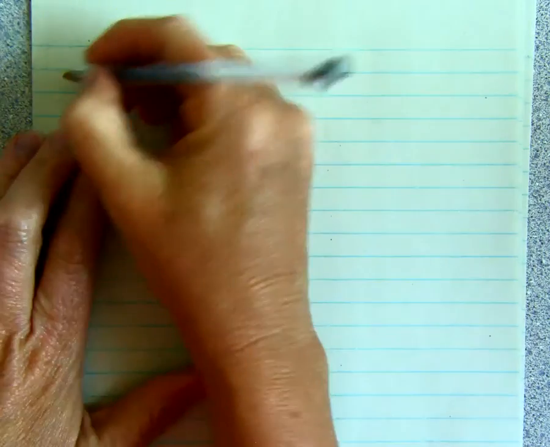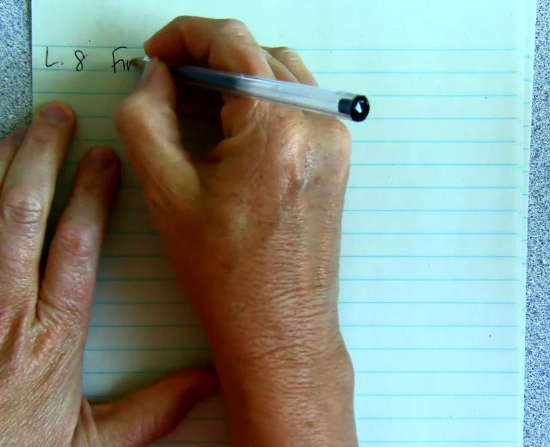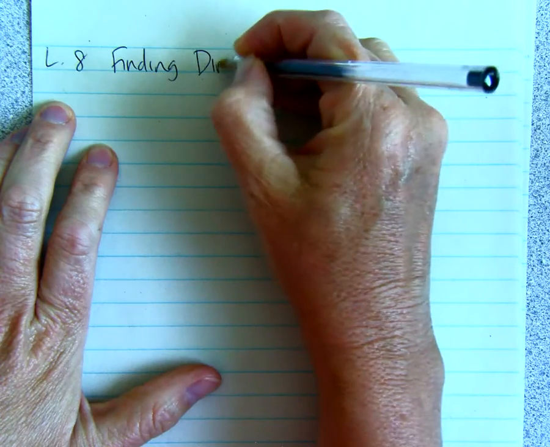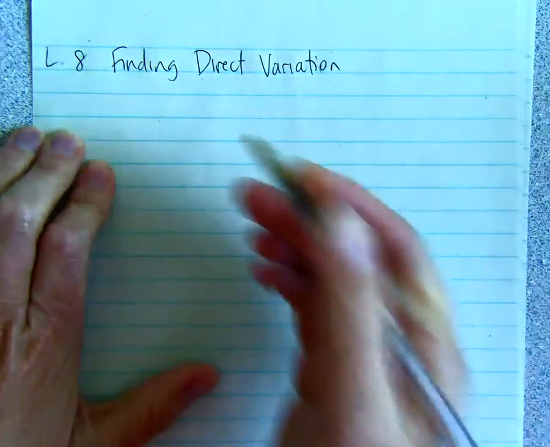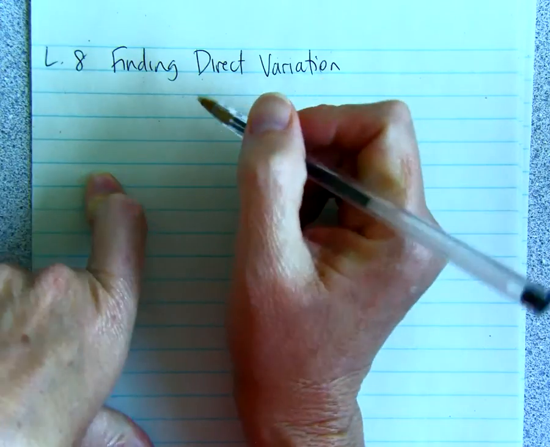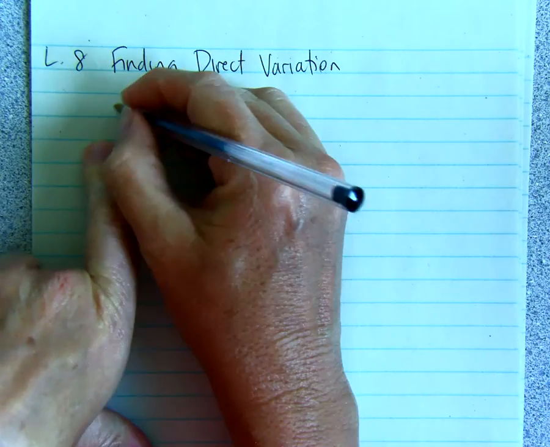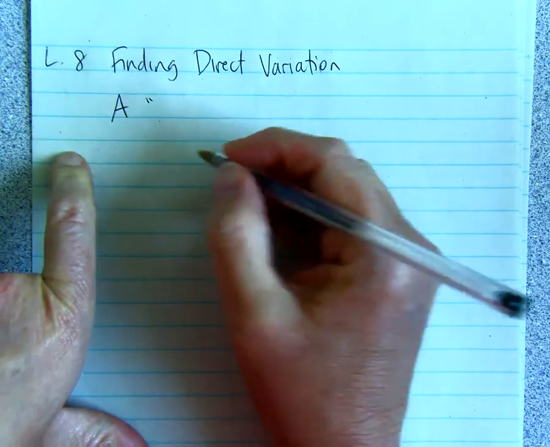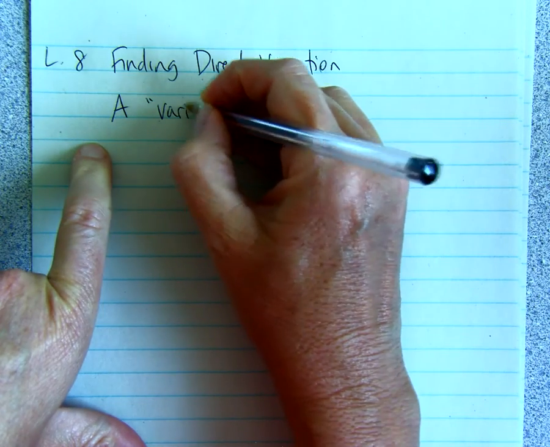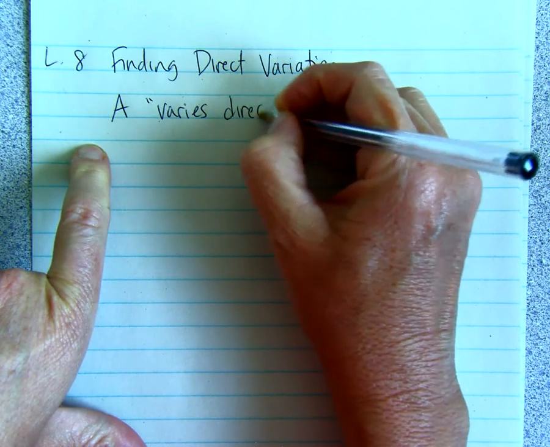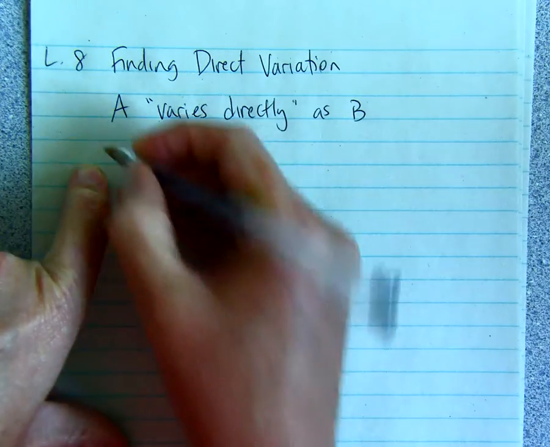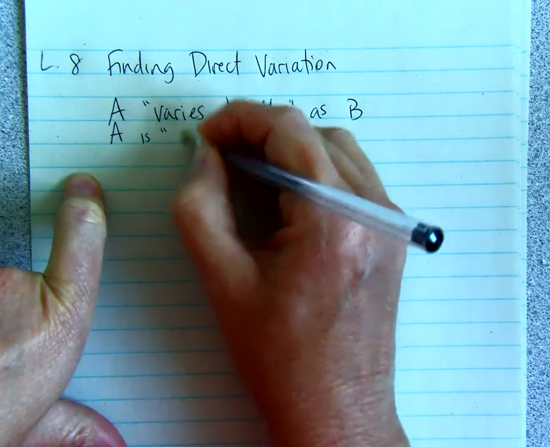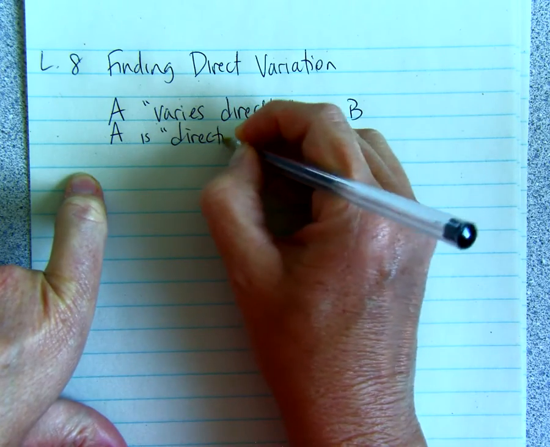Lesson 8 is finding direct variation. There's a couple of ways that we say direct variation. If we say A varies directly as B, or we can say A is directly proportional to B.